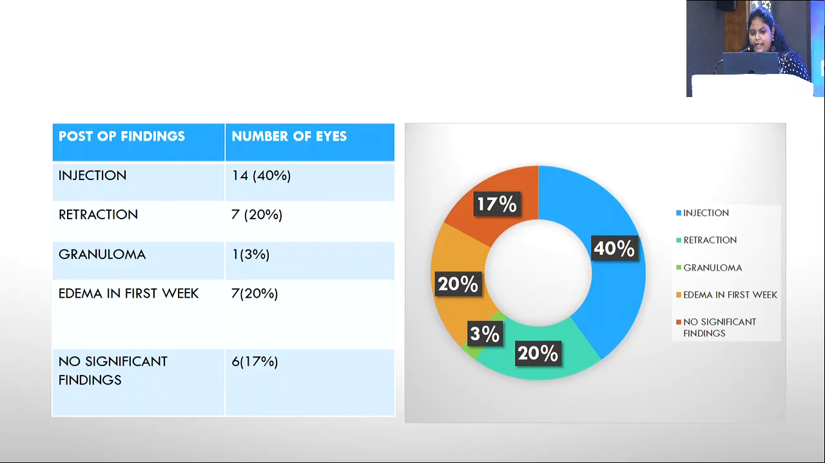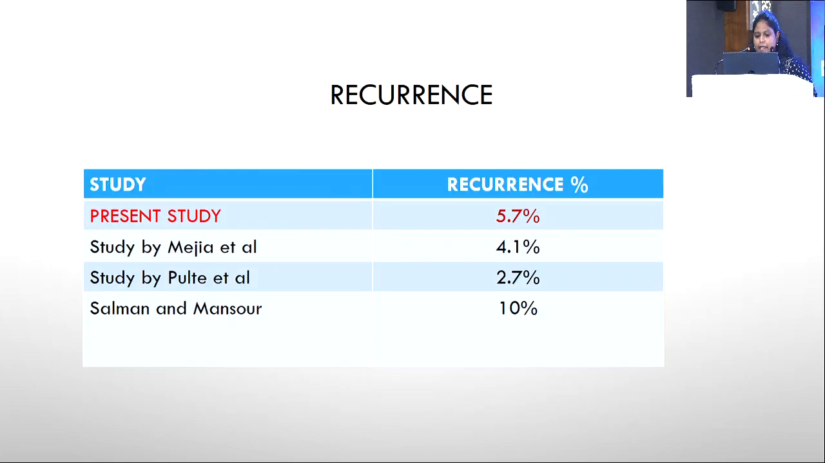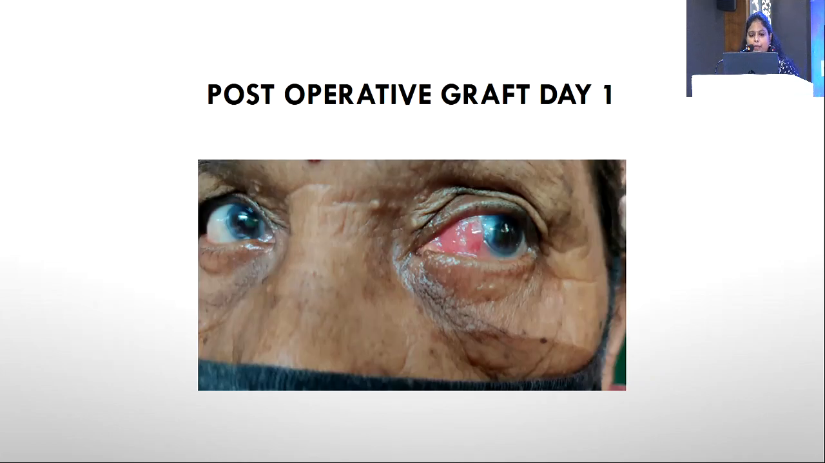The post-op findings: injection was in 14 eyes, retraction was in 7, granuloma was in 1 eye, edema in the first week was in 7, and no significant findings were seen in 6 eyes. My present study recurrence rate is 5.7% compared with Mejia et al. at 4.1%, Pulte et al. at 2.7% and Salmon and Mansour at 10%. This is a picture of the post-operative graft on day 1.